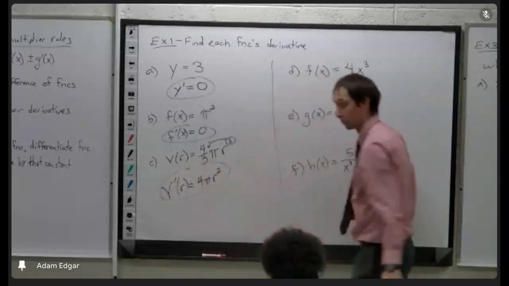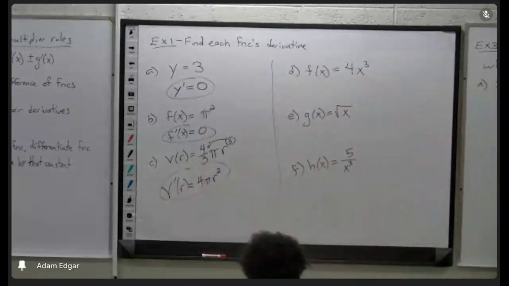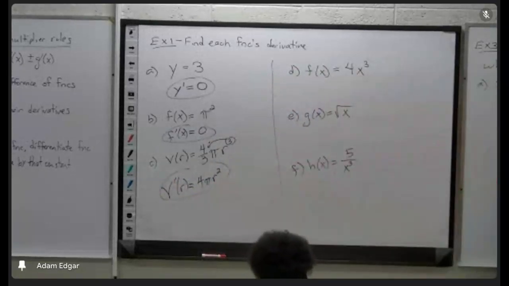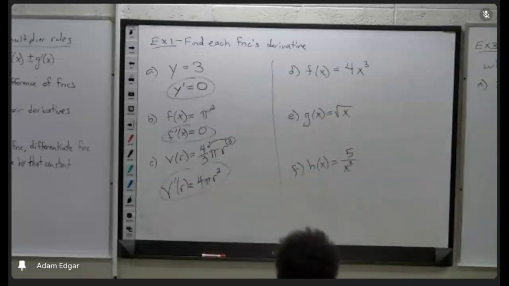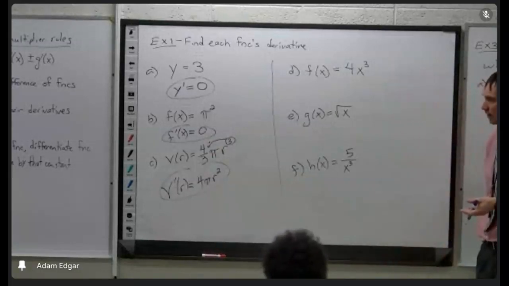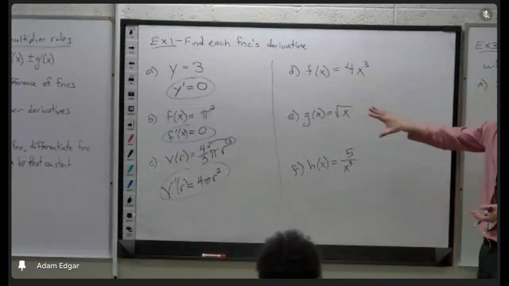And if you recognize that that's the volume of a sphere, it turns out that the derivative is the surface area of the sphere. The same relationship exists between circle area and circle circumference. The circumference is just the derivative of the area. I don't think it works for other shapes. I think it's just circles and spheres. Any questions with 1?